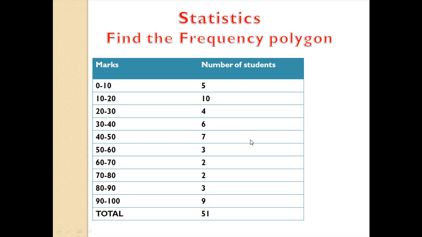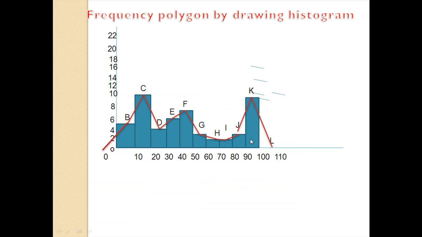Total number of students is 51. We have to mark the graph, the frequency polygon by drawing a histogram. Just as before, we have to draw the histogram. Clear? Before that, we have to mark the x-axis, mark the y-axis, and then draw the histogram. Then take the midpoint of the bar.